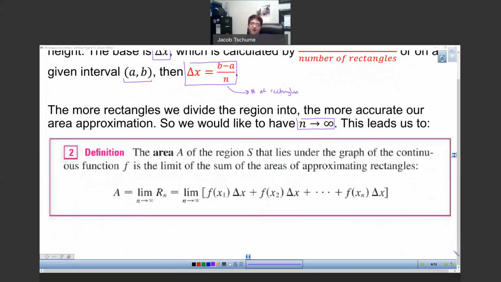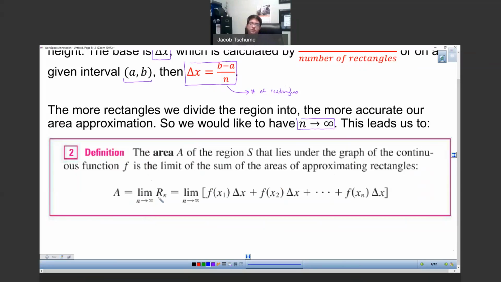The area A of the region S that lies under the graph of a continuous function f is the limit of the sum of the areas of the approximating rectangles. So essentially, you want to find the area of infinitely many rectangles. Now that's not plausible by the way we just did it earlier, but we're going to get into how we can do this by hand going forward. But here's the more formal definition.